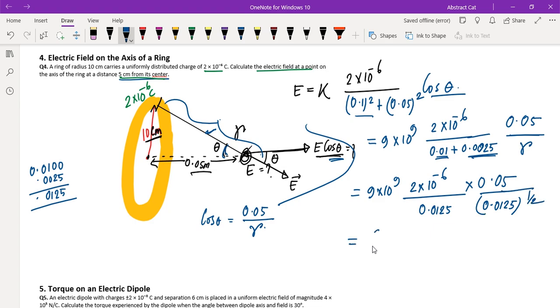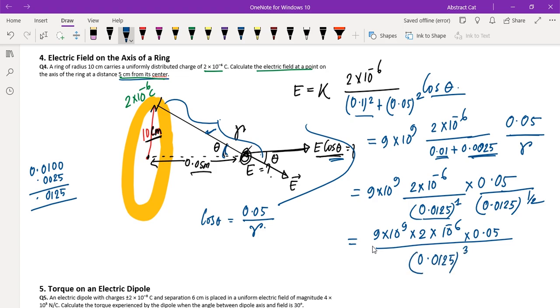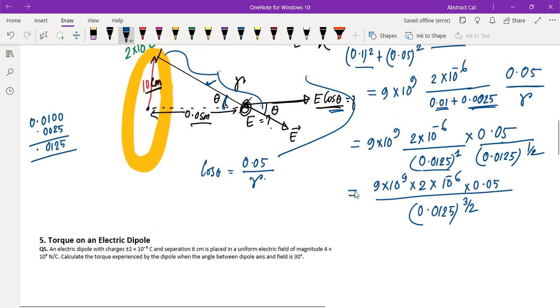so that is 9 into 10 to the power 9 times 2 into 10 to the power minus 6, that is 0.05 over there to the power 1. So added these two, 0.0125, 1 plus half, we get 3 over 2. Okay, now you can solve these.